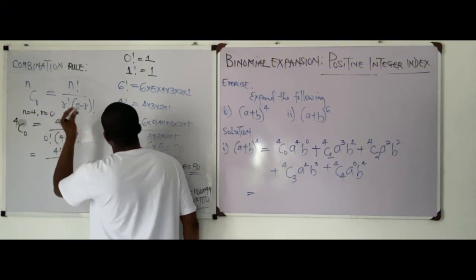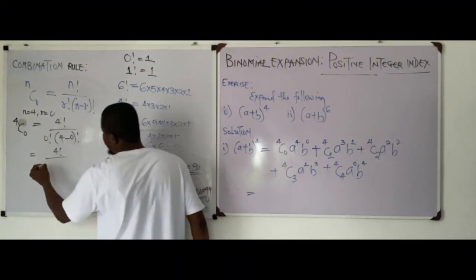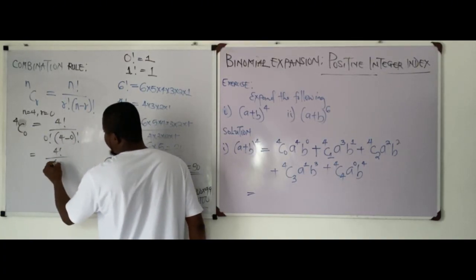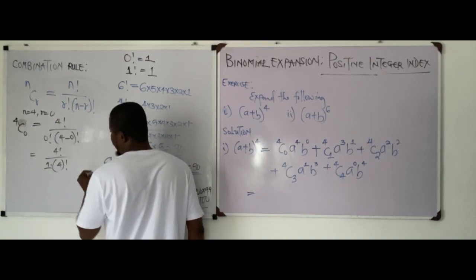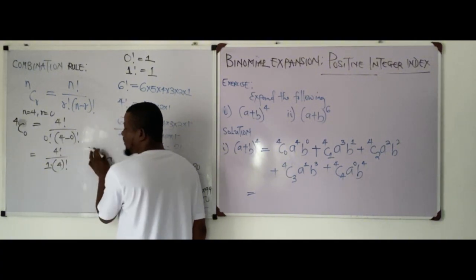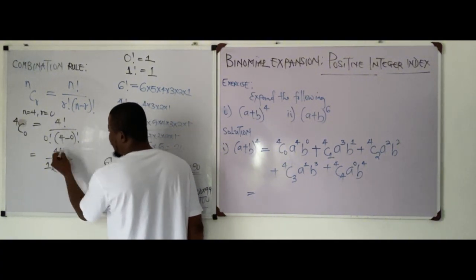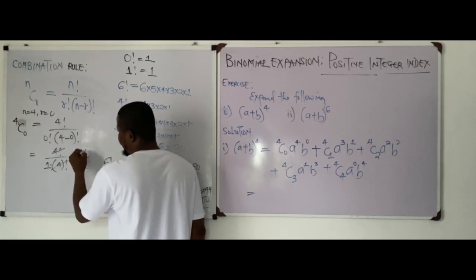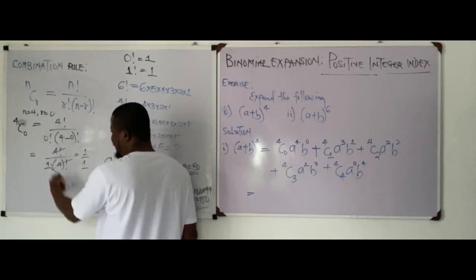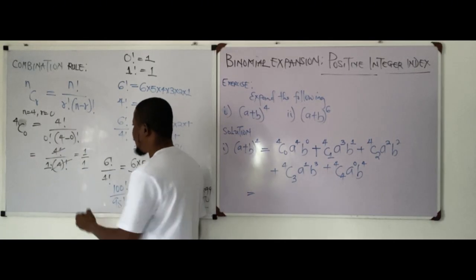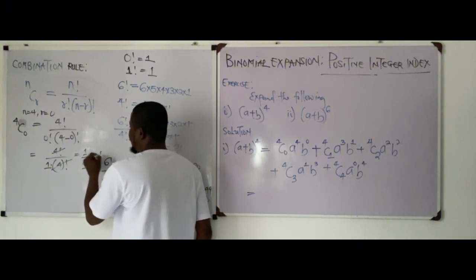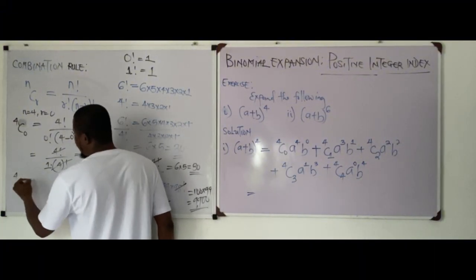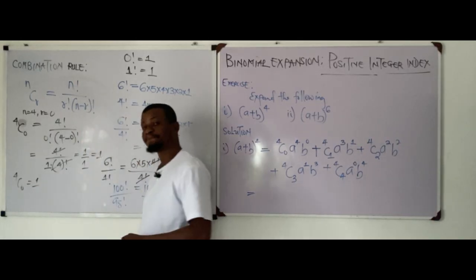0 factorial is 1, from the standard factorial. 4 minus 0 is 4. Then this factorial: definitely, we don't need to expand this out because we are seeing 4 factorial here and 4 factorial here. So 4 factorial divided by 4 factorial is 1, and we have 1 down here. And this is equal to 1. So this shows that 4 combination 0 is 1, right?